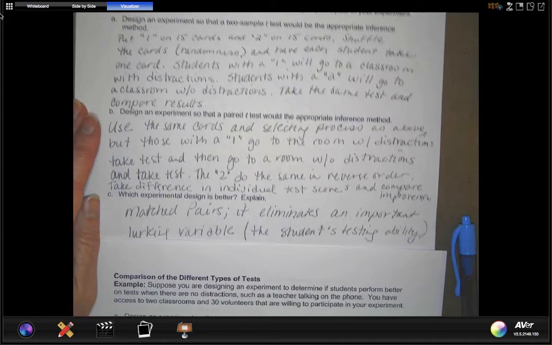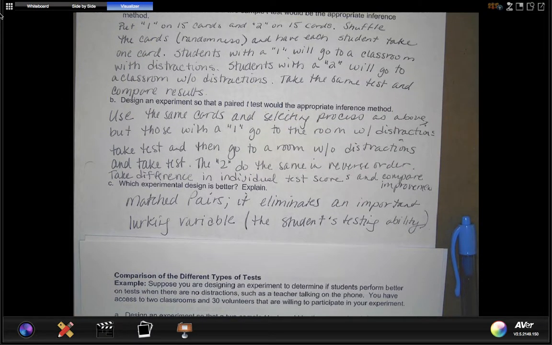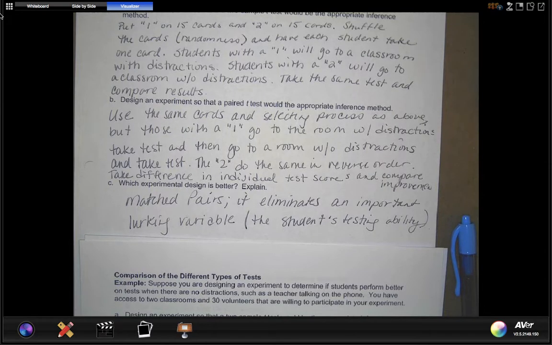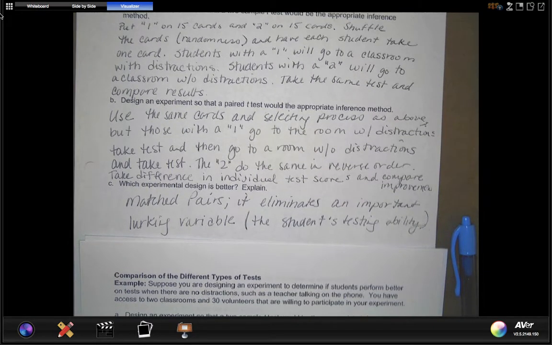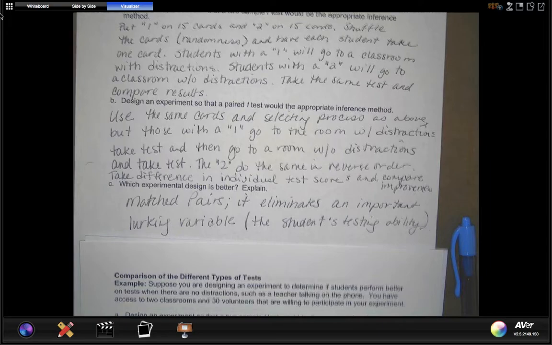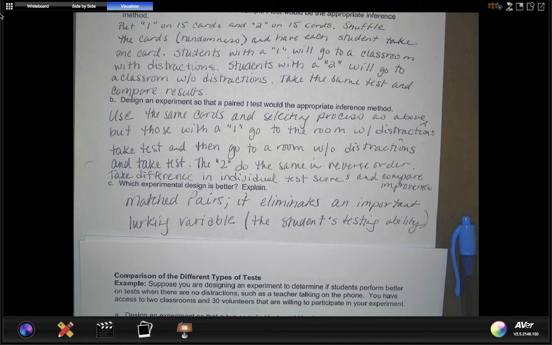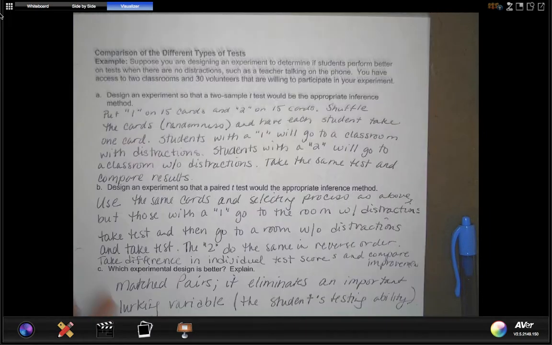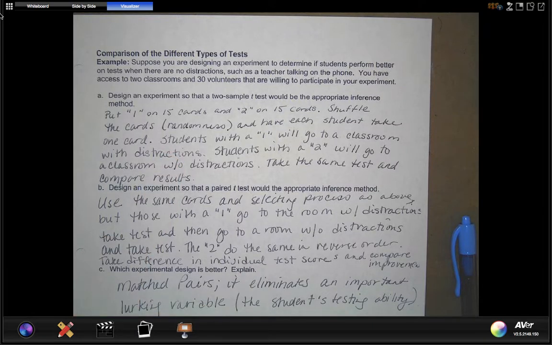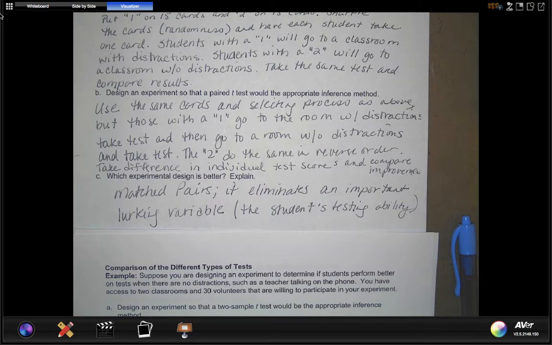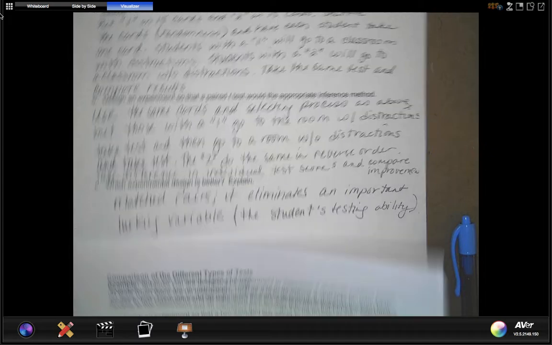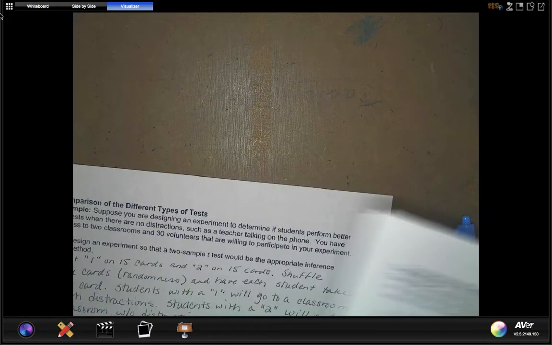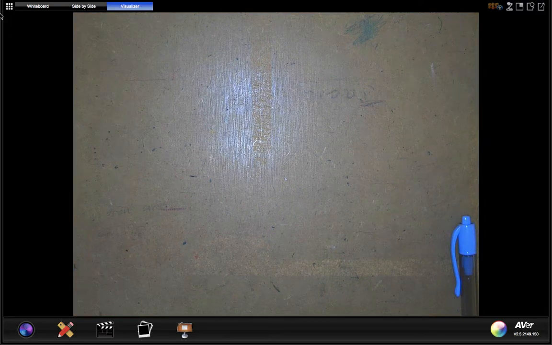Probably the matched pair is a better design because it eliminates an important lurking variable, like the student's testing ability. Or perhaps just because they're taking a test a second time, or sorry, no. So just their testing ability, their intelligence or whatever, is the lurking variable there with the matched pair. All right, and then on the last page here, I have some more examples of these if you need it.